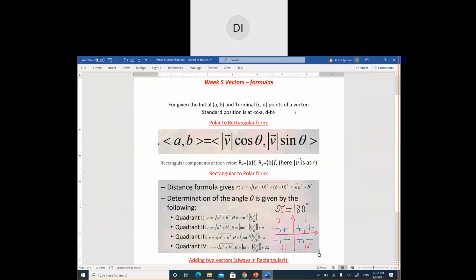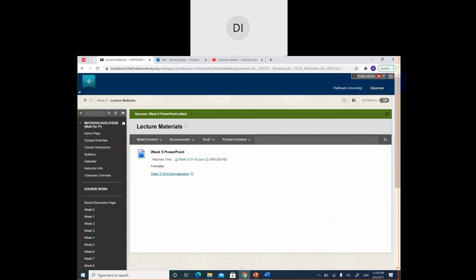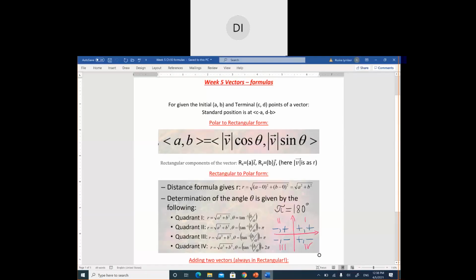Okay? So the idea behind all this is using the formulas, and these are the formulas we have on Blackboard. When you go to Blackboard and then to lecture material, you're going to see the formula sheet. Using that formula sheet, we have the formulas from polar to rectangular and rectangular to polar. So it's the same idea we did with imaginary numbers.